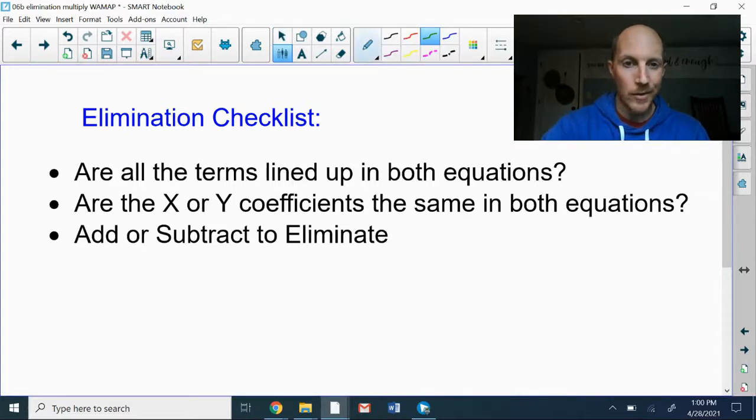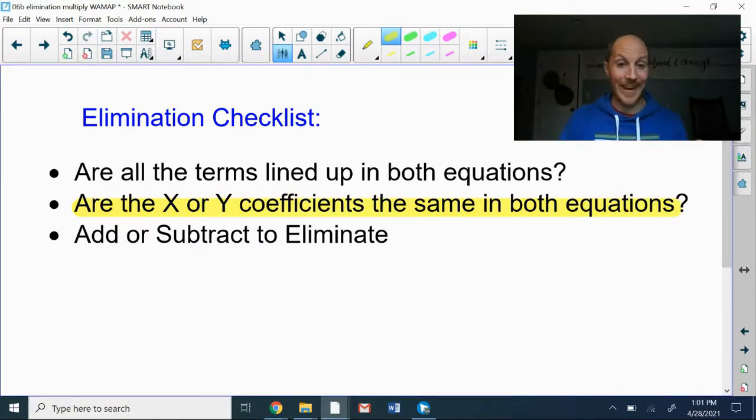Well, sometimes our checklist doesn't check out. Maybe the terms are not lined up in both equations. Then we can rearrange using algebra. Or sometimes the x and y coefficients are not the same in both equations. That is what we're going to look at today. What happens if the x and y coefficients are not the same?